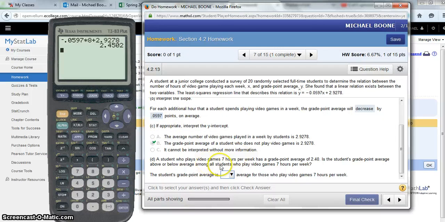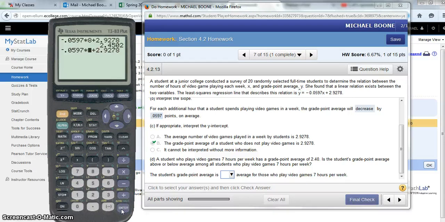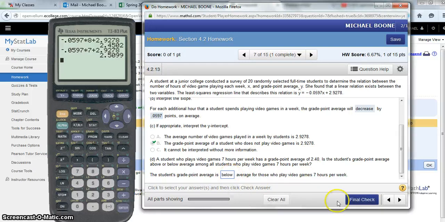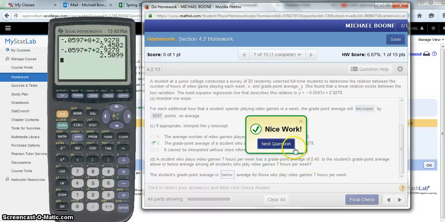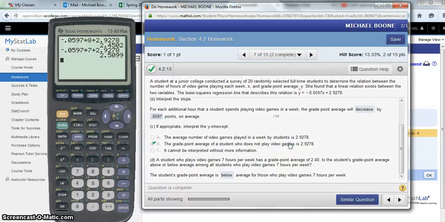And then a student plays video games 7 hours per week and has a grade point average of 2.40. So this is just a particular student. Is the student's GPA above or below what would be expected? So now I could just go in here, and instead of 8, let's see what 7 would be. And it gives me a 2.5099. This is what's expected off of our prediction equation. So this person is actually doing worse, is below average. And so just different ways you can ask the question.